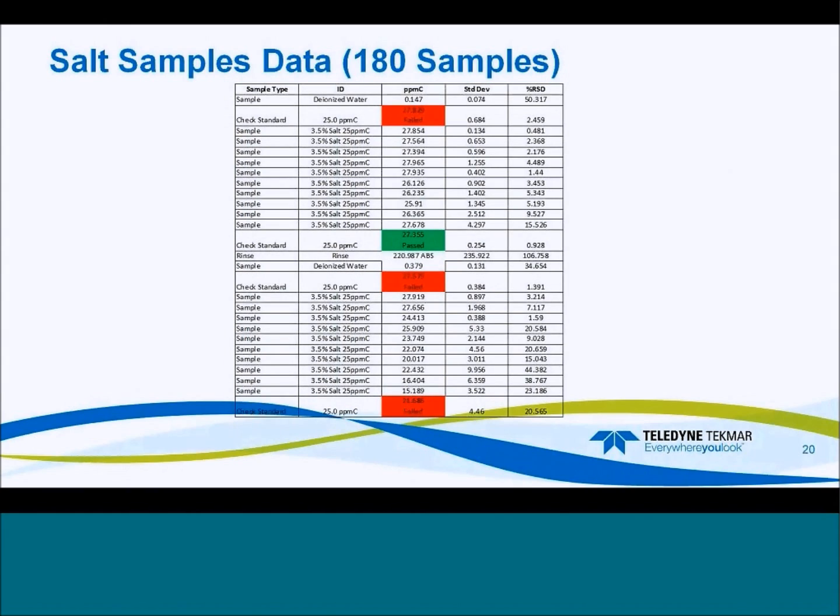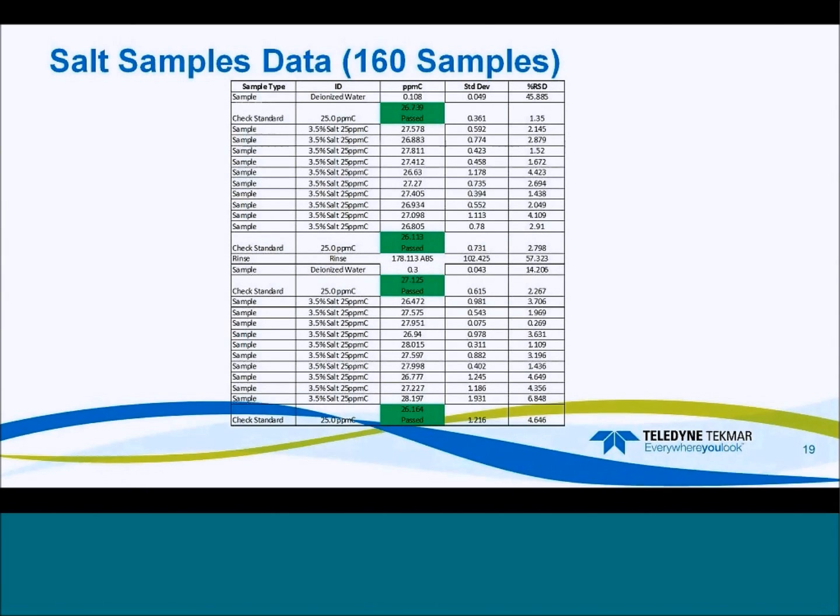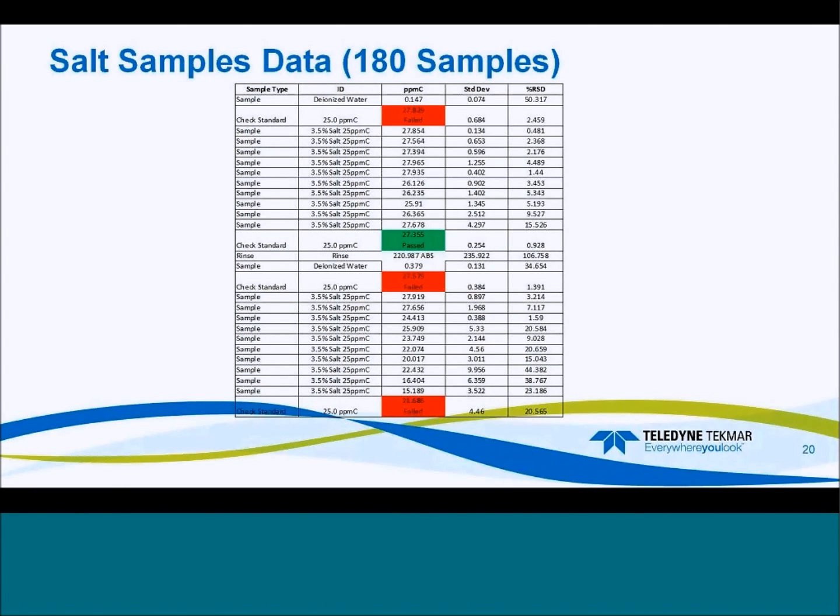So this is after 180 salt samples, and you can see that there's clearly something not right. We went from everything passing at 160 samples, check standards looking good, to your check standards not passing, and some of the RSDs getting high. And by the end of the schedule, our check standard has a 20% RSD. So you can tell here that something's not quite right.